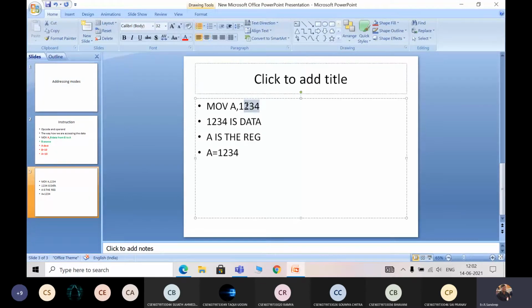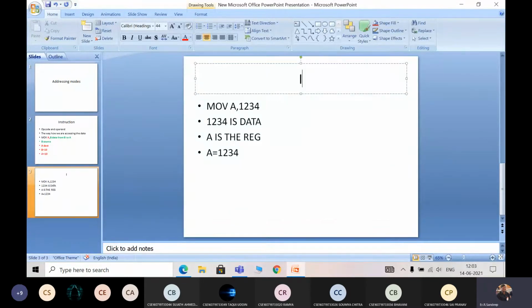It will not consider this an address. If you want to make it an address, we should keep square braces like this. If you keep square braces, the value present at the 1234 location will be moved into the register A. But here it is not an address. Directly I am moving the data. So 1234 is the data, and that data will be moved into the register A. After executing this instruction, you will get the output A equals 1234.